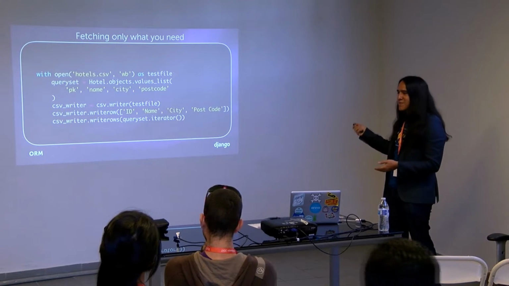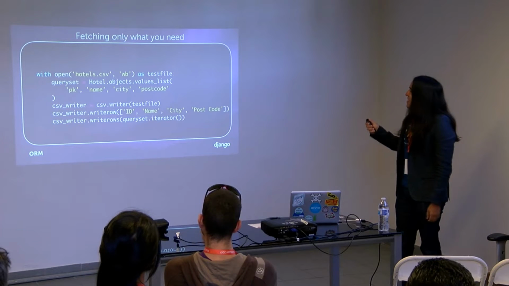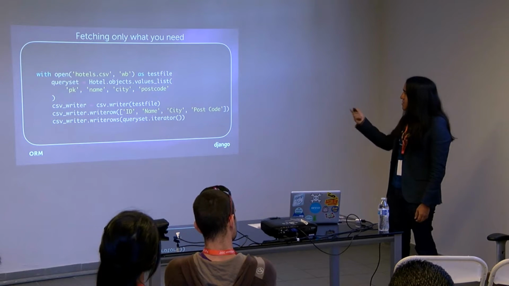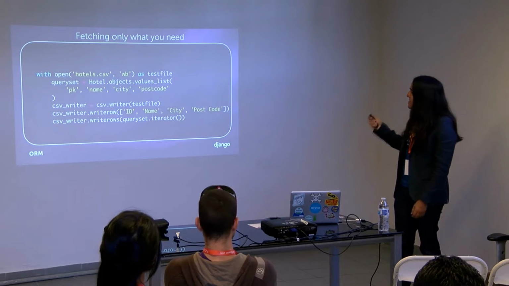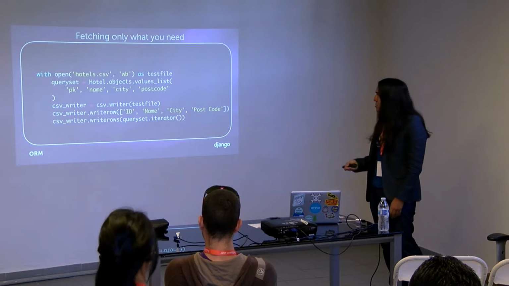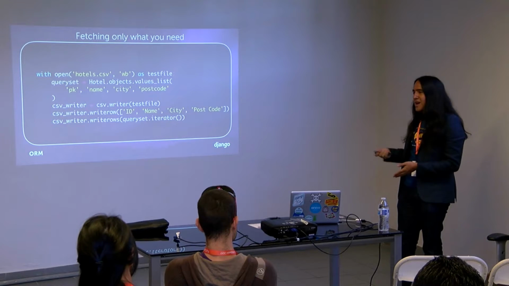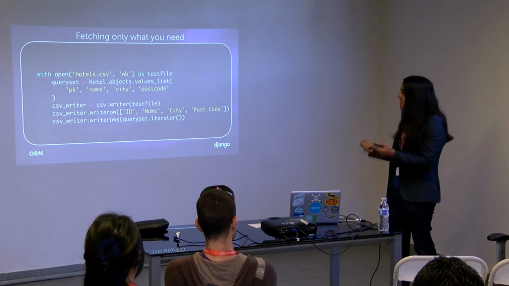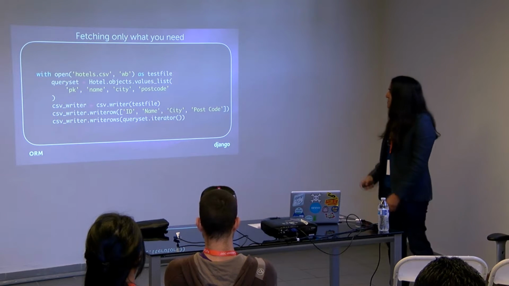I know there's libraries to create CSV that are better, but I say values list, PK name, city, postcode, create the CSV writer, pass in the header row, and then I give it the iterator of the values list query set. So it's efficient because it's only fetching those 4 fields, and it's using the iterator of a query set versus loading the entire thing in memory. So yeah, much more efficient.